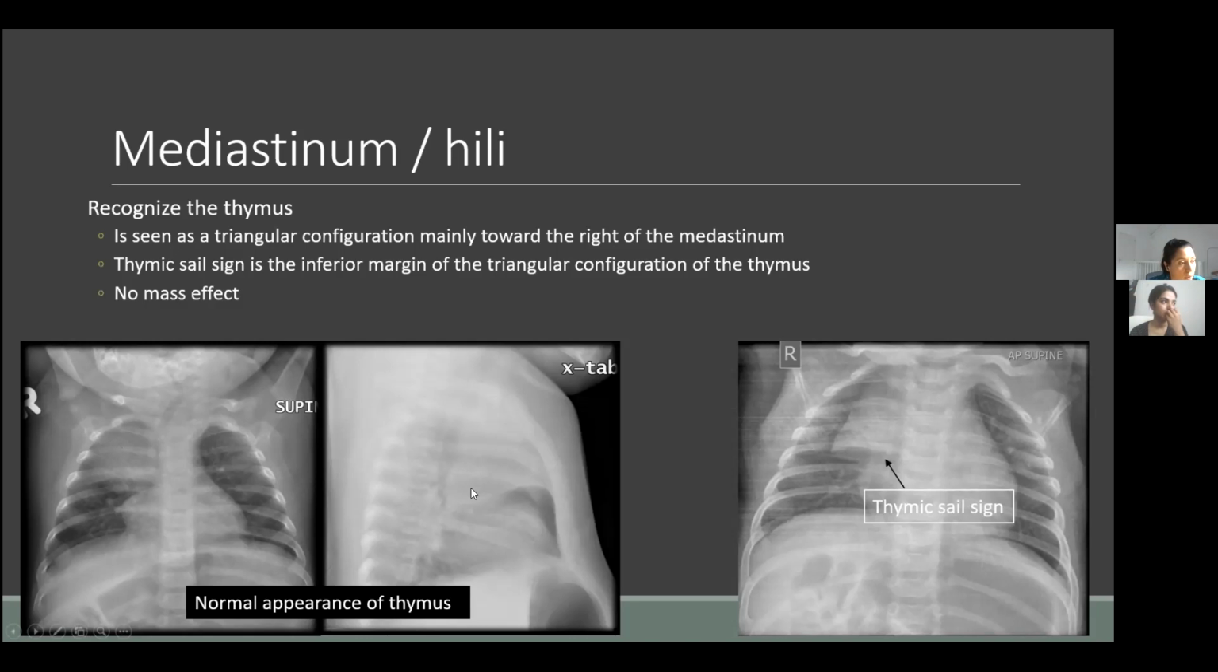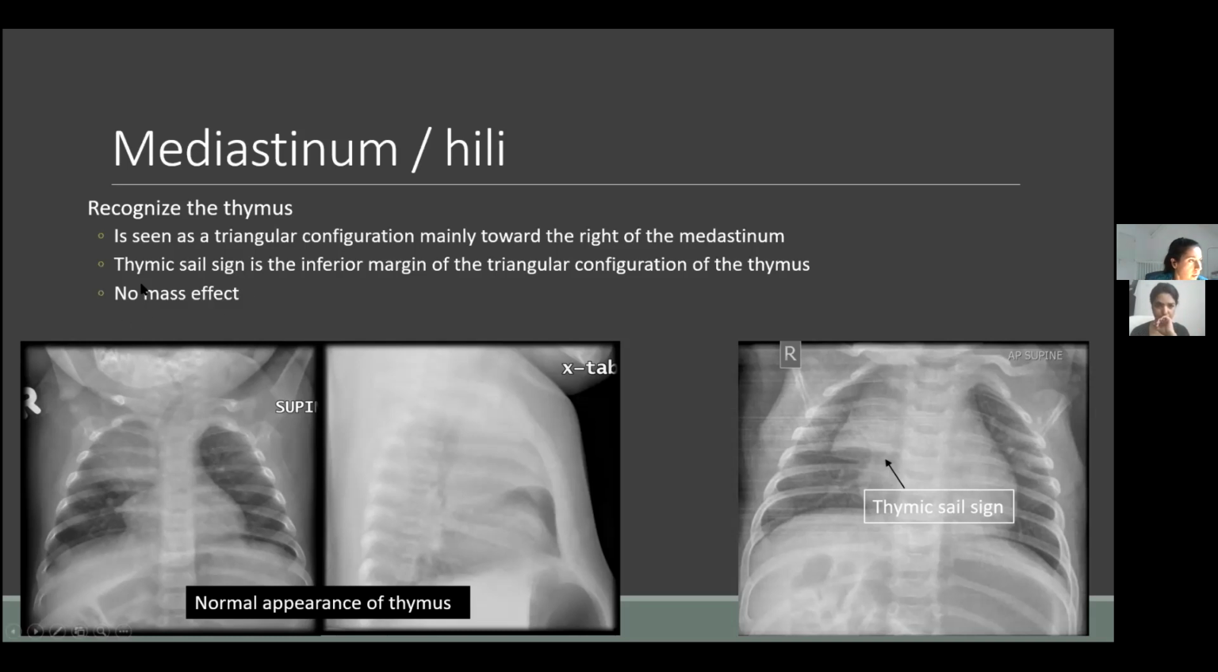On the lateral view, you can see density opacifications in the anterior mediastinum, which is the normal location of the thymus. So in pediatric patients, the thymus can be enlarged, which is a normal finding. It's not caused by consolidation or a tumor.